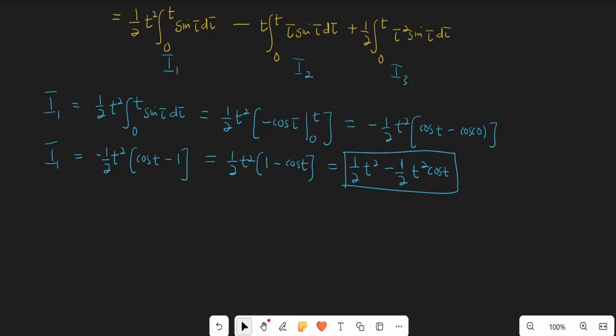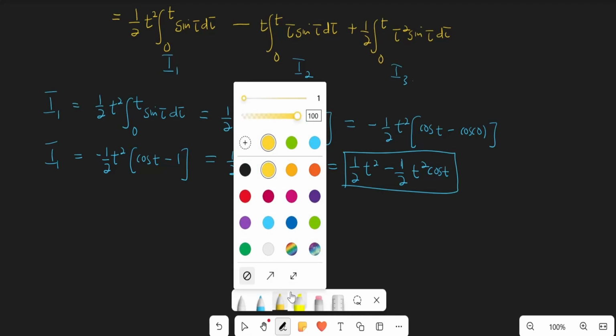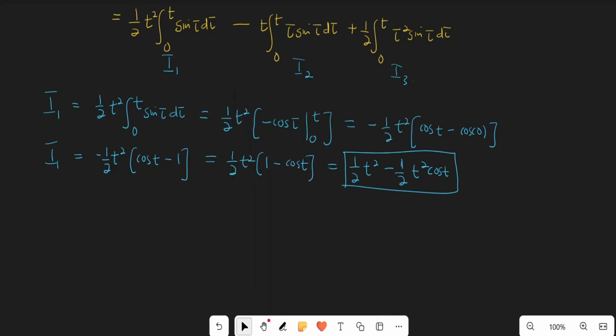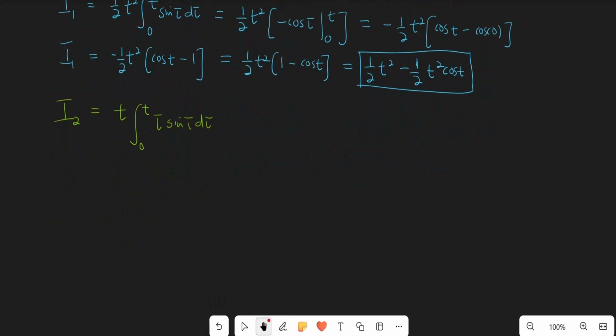Now let's go to the second one. Let me switch colors. So the second one, I'm going to do it in green. So I2 is equal to t, then the integral from 0 to t of tau and then sine of tau, and then d tau, like this.